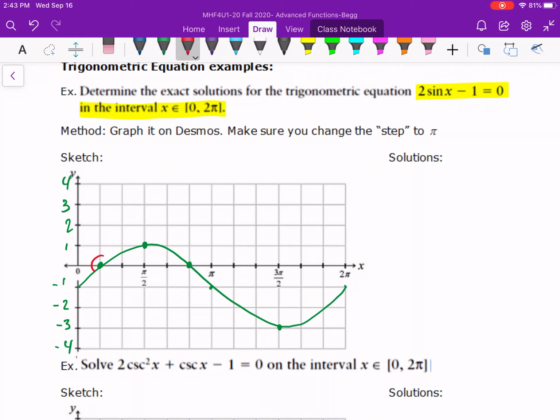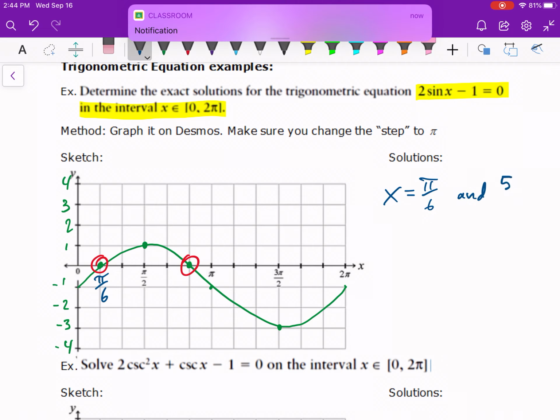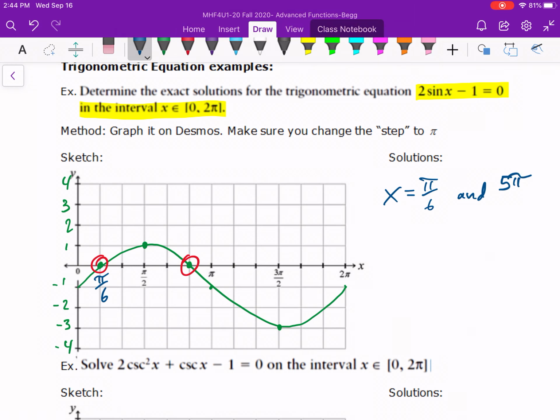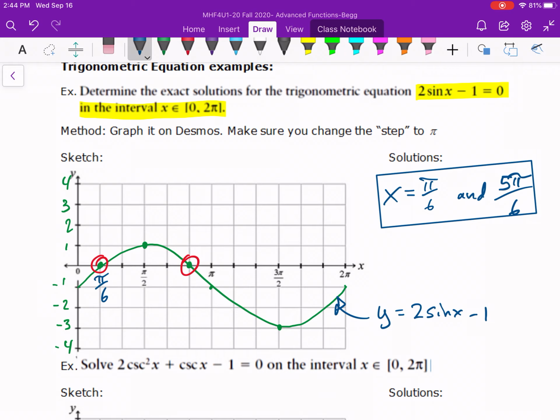But what we care about are the x-intercepts. Those are our solutions. So x equals pi over 6, as we saw back on Desmos, and 5 pi over 6. Now, I'll leave it like that. All right, so there's our graph. Y equals 2 sine x minus 1. So there's our function.